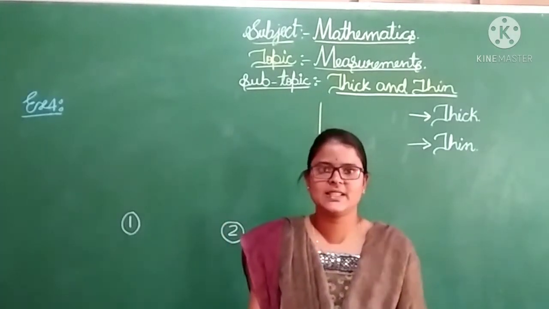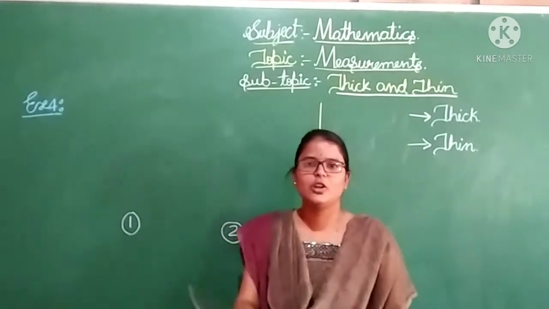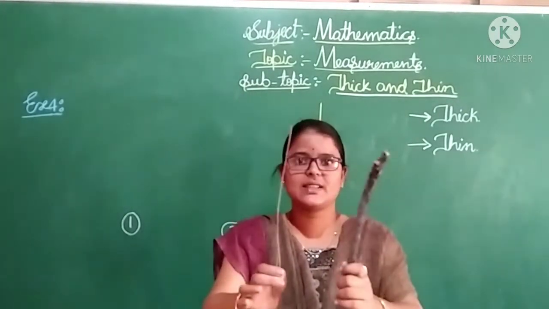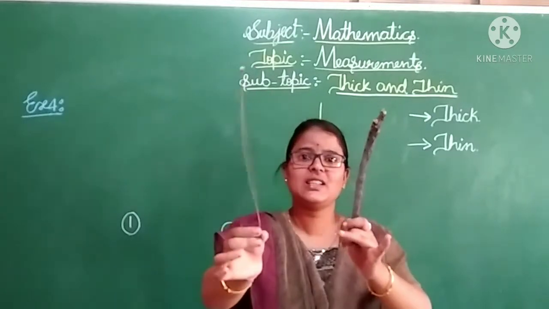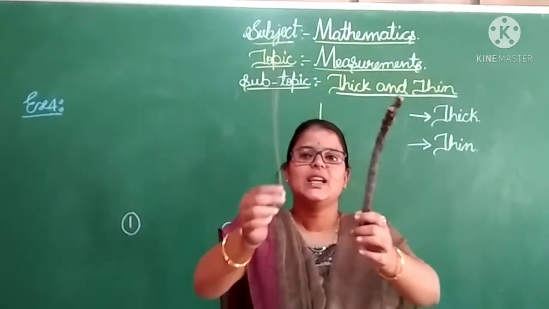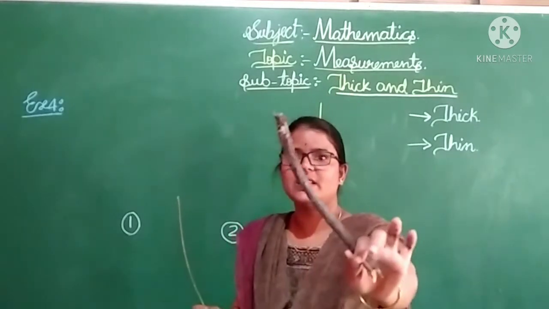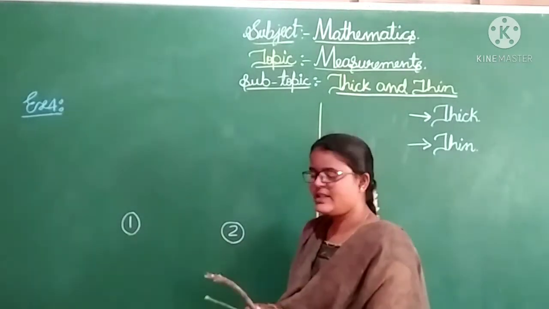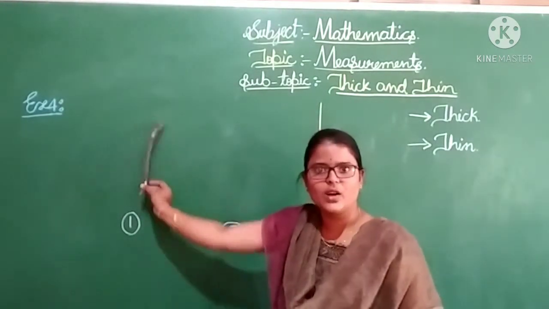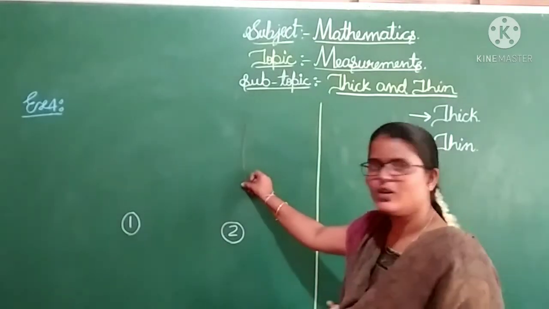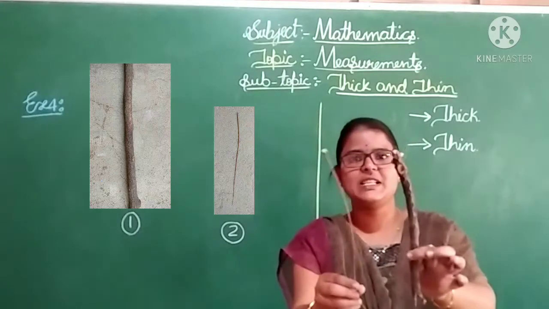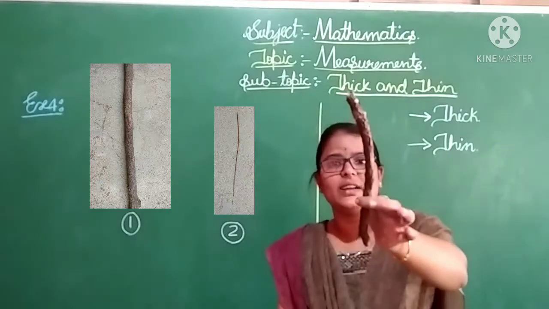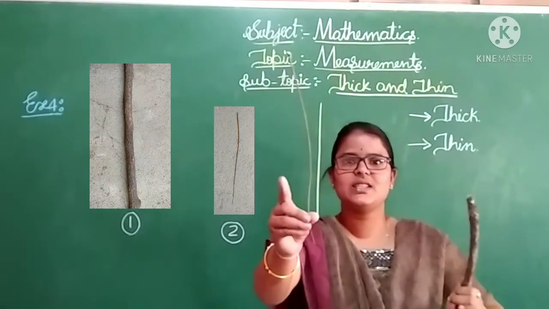Yes, dear children, here is example number 4. Look here. See, these are sticks, right? In these two sticks, which is the thickest stick and which is the thinnest stick? This is very thick, right? This is stick number 1. We write it as stick number 1. And this is stick number 2. In both, which is very thick and which is very thin? This is very thin and this is very thick, right?